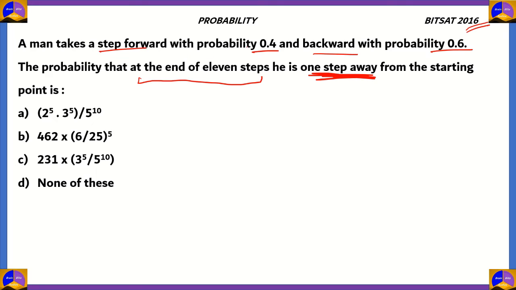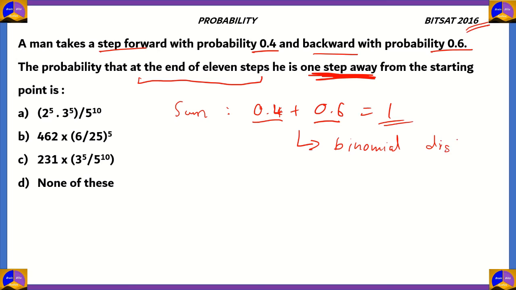Now, remember, when we take a step forward, the probability is 0.4, and when we take a step backward, the probability is 0.6. So the sum of the probabilities will be 0.4 plus 0.6, which is equal to 1, as it should be. So we just tested it out so that it is correct. Since the sum of the probabilities of the two events equals 1, we can find out that this is a case of binomial distribution. And there is a good reason why we need to find out whether this is a binomial distribution, because then we can use the binomial theorem in order to solve the problem.